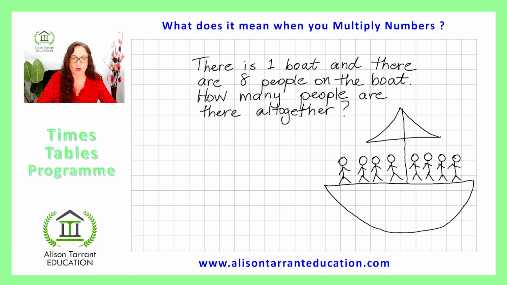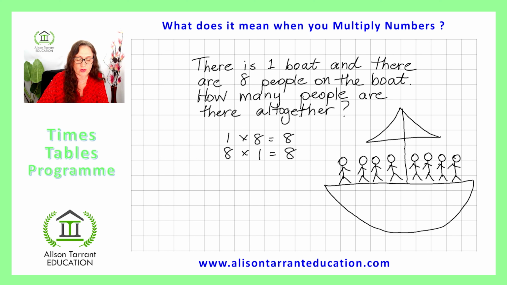So here is our next word problem. There is 1 boat and there are 8 people on the boat. How many people are there altogether? Now that's quite easy to answer because we can see that there's just 8 people in total and that is the answer. But when we're trying to write the correct multiplication equation, once again, this occurs whether it's 1 times 8 equals 8 or 8 times 1 equals 8.